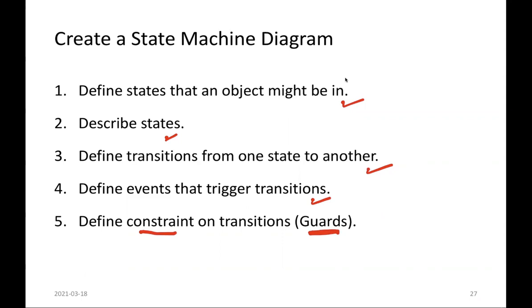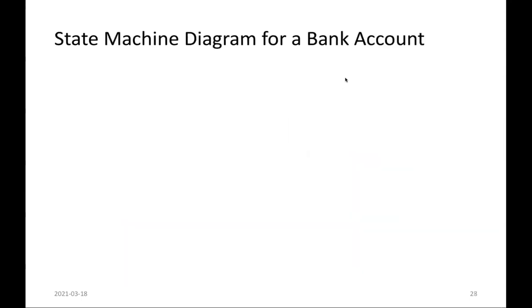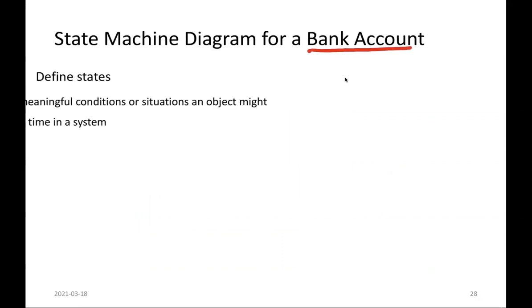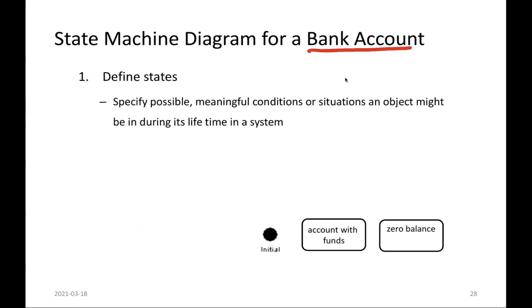So to illustrate the main steps of building a state machine diagram, let's take an exercise. We would like to build the state machine diagram for a bank account. The first step is defining those states, where we mainly focus on the possible meaningful conditions or situations that an object might be in during its lifetime in a system. If I simplify this state machine, just focusing on two states, the first one is an account with zero fund, versus zero balance. And then I do have one initial state.